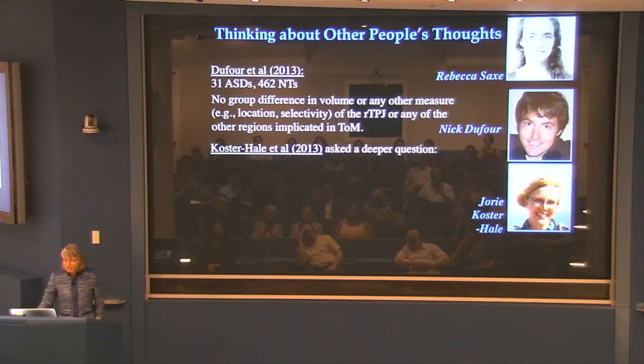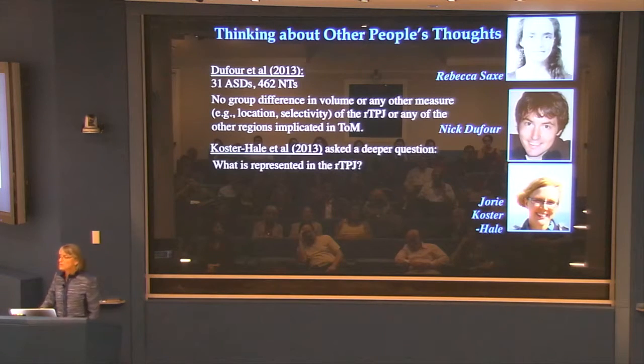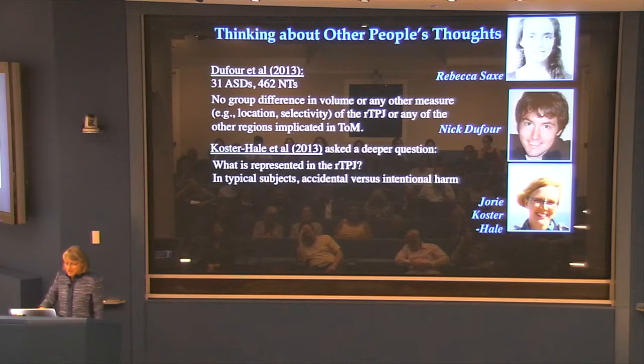So to look at this, Rebecca and Jory Koster-Hale, shown here, asked a deeper question, and that is, what information is represented in there? So what they did is they took the following scenario. They had shown that in typical subjects, when you scan them, doing tasks that require them to understand the distinction between accidental harm versus intentional harm, not only is this region engaged, but if you look at the pattern of response across that region, you can tell if the person is reading a story about accidental harm or intentional harm.